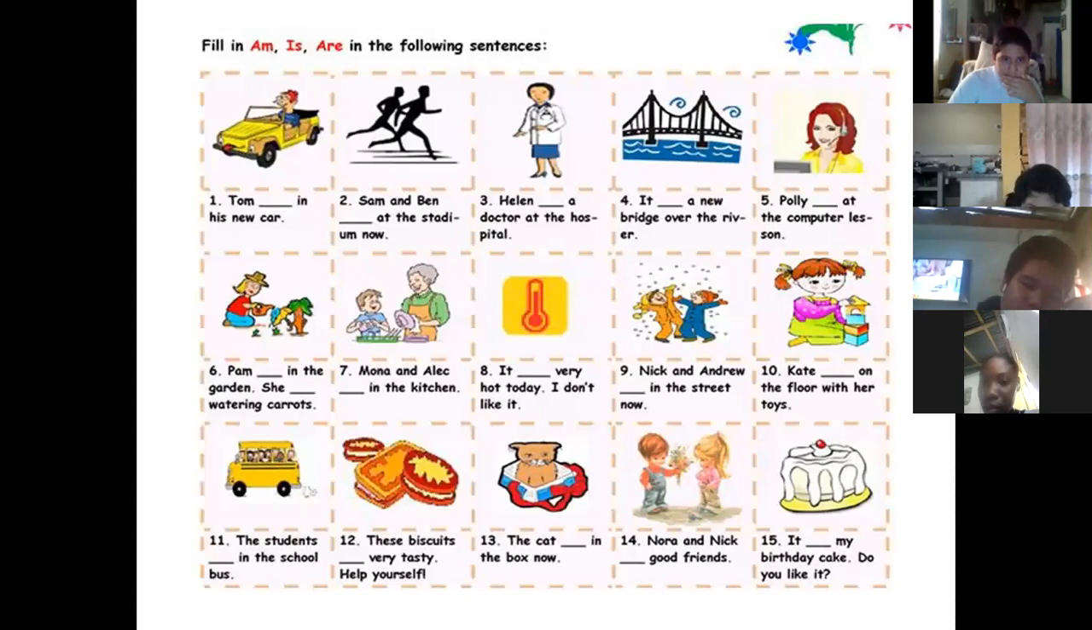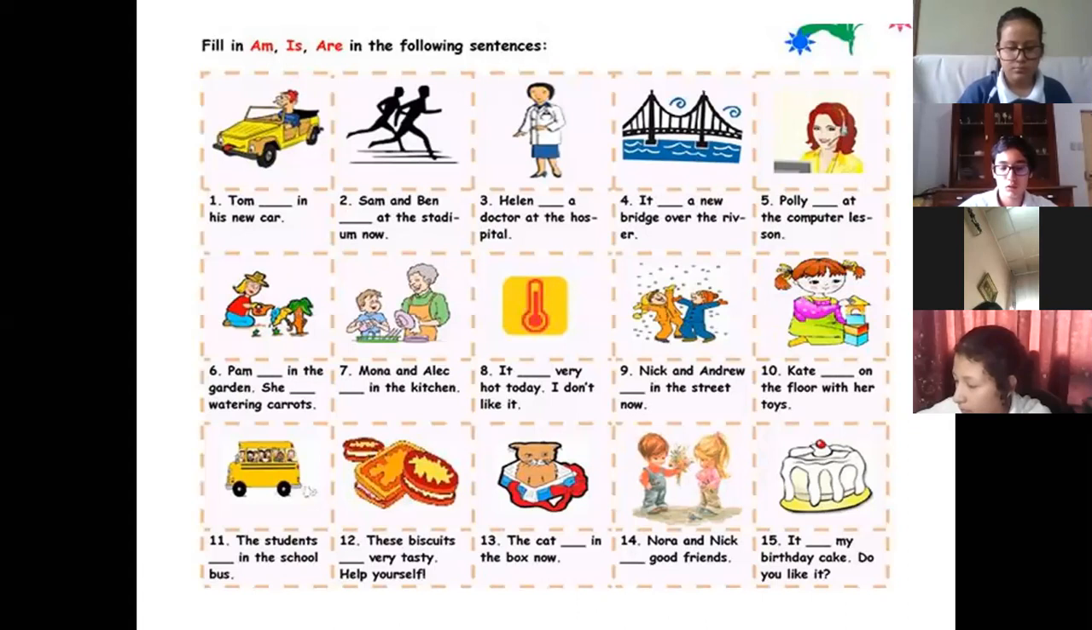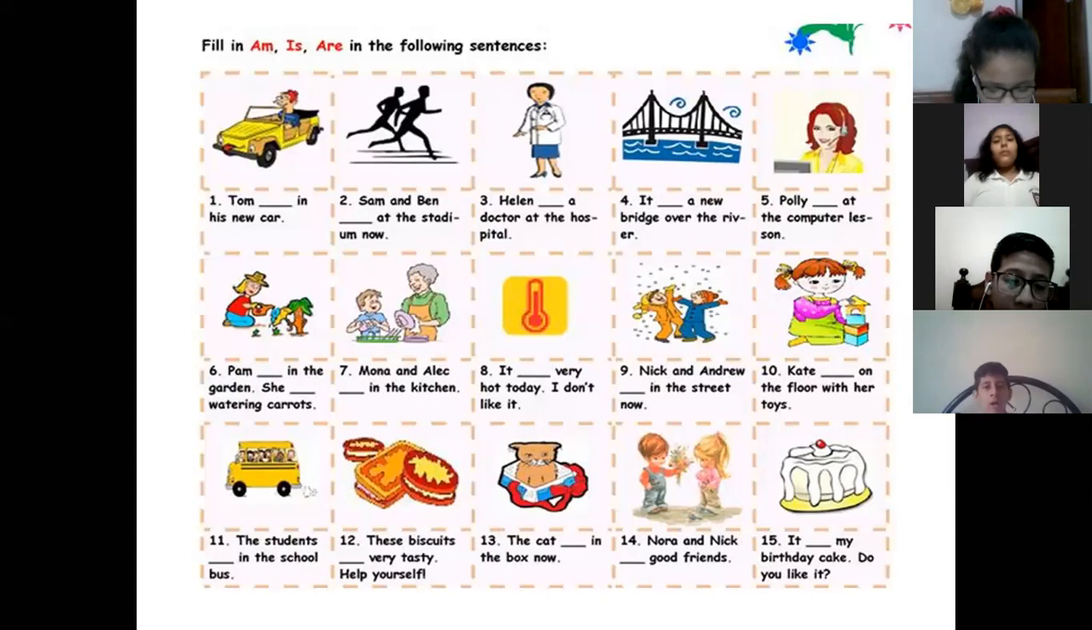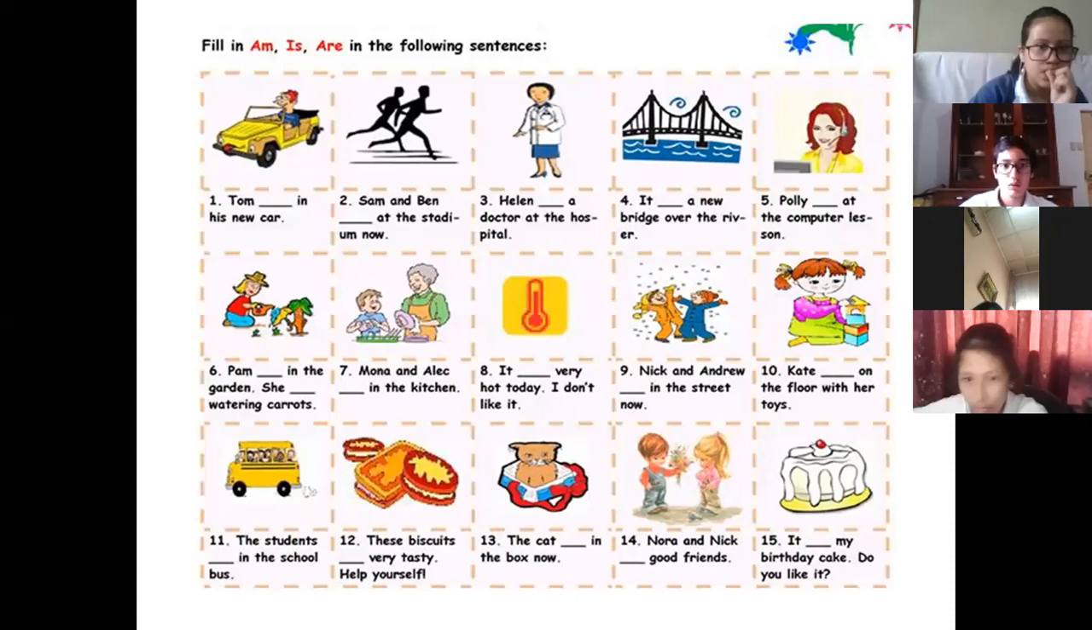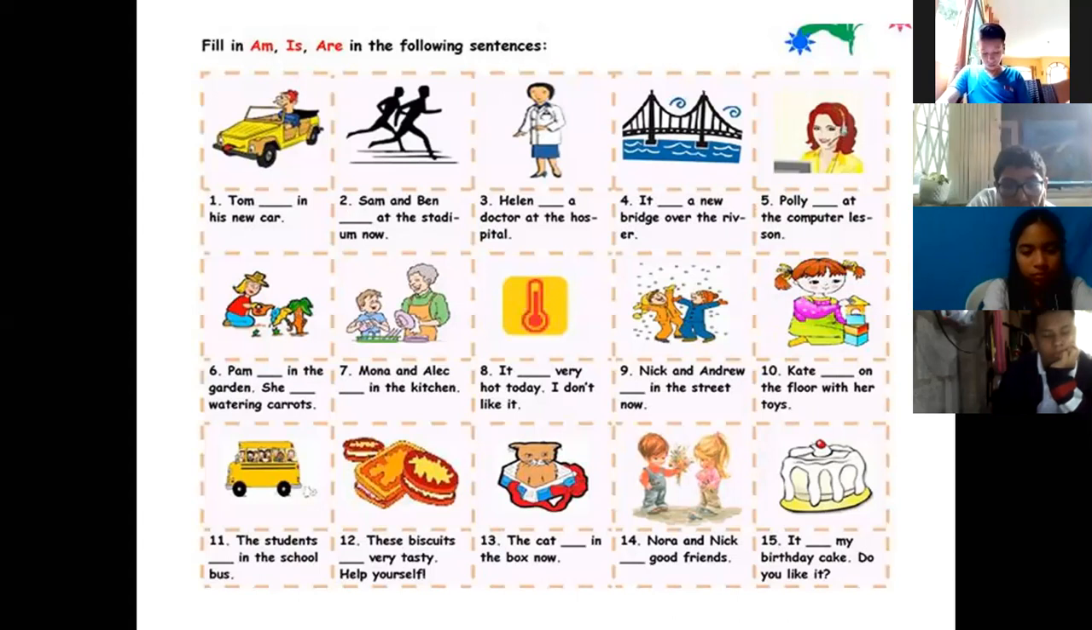You tell me sentence number 13. Hello, Jose. Are you here? The cat is in the box now. Very good, Jose. Excellent. Thank you. Por ahí está Julio Rodriguez. Hello. Nice to meet you. Good morning.